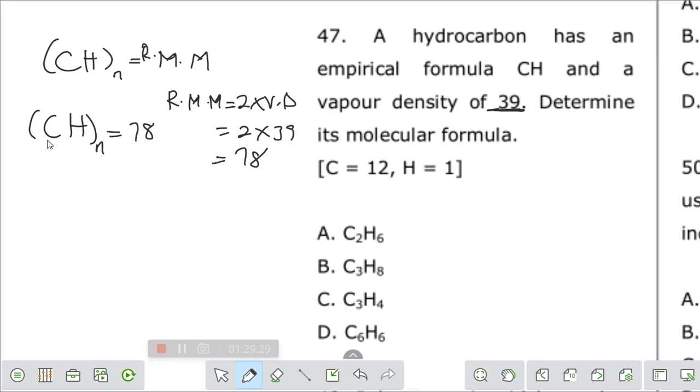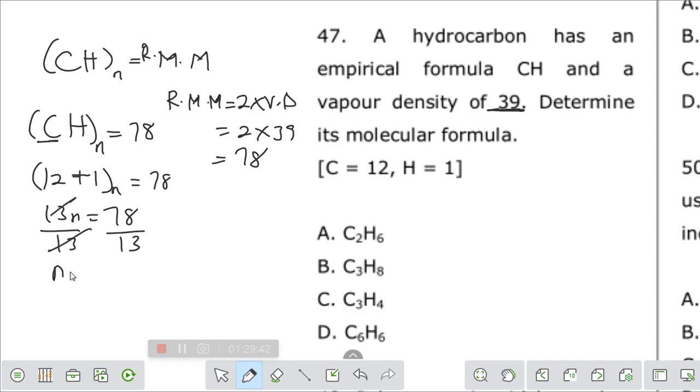Now what is the molar mass of carbon? 12. Hydrogen 1. So 13n is equal to 78. Divide both sides by 13. Divide both sides by 13. So what do we have? So our n will be equal to what? 78 divided by 13. I think we'll be getting around 6.